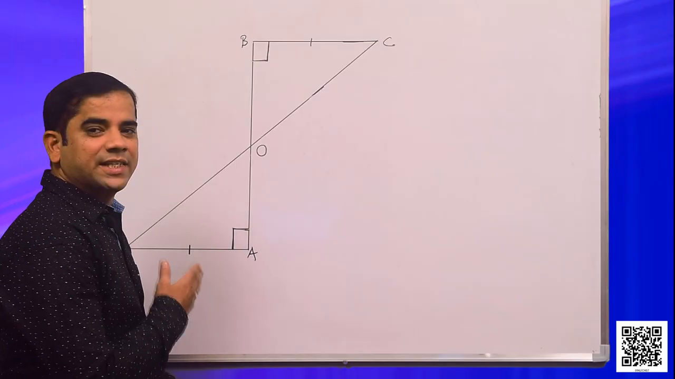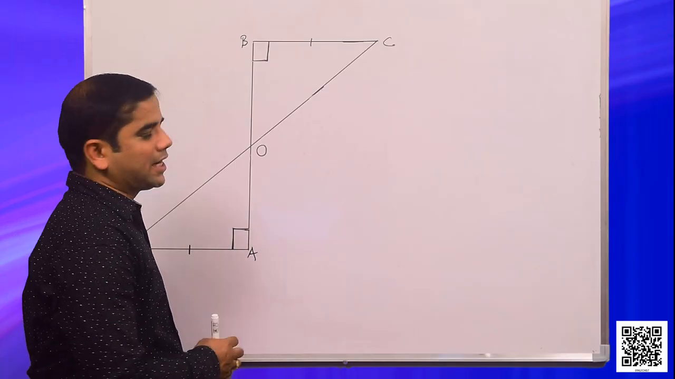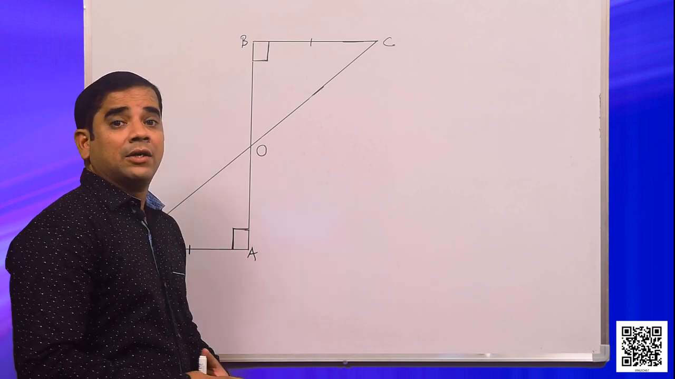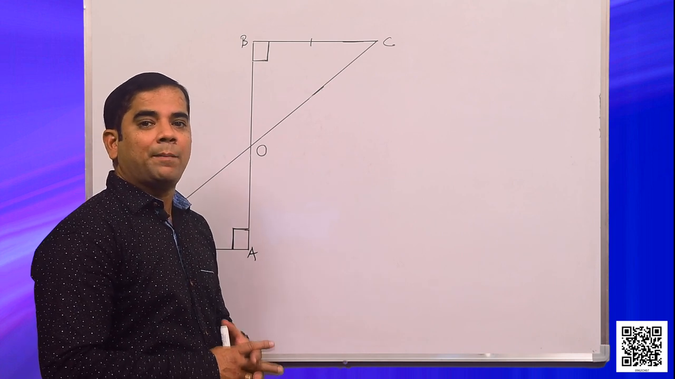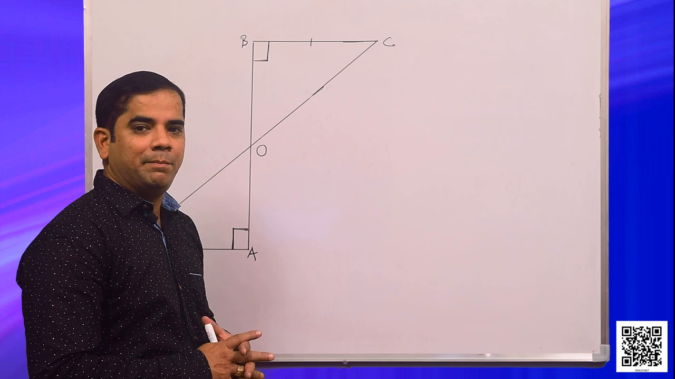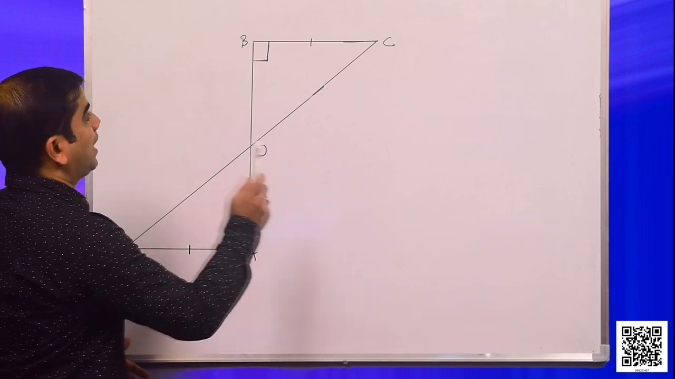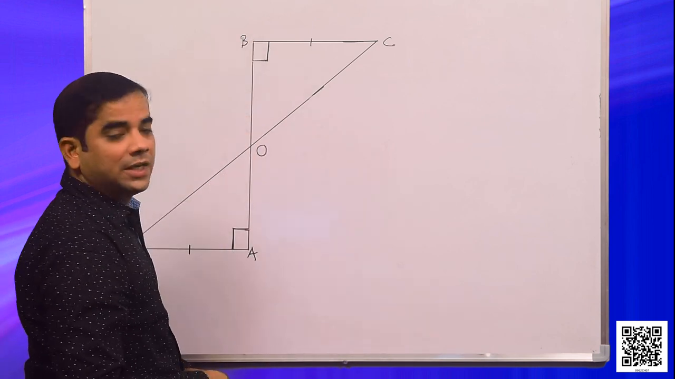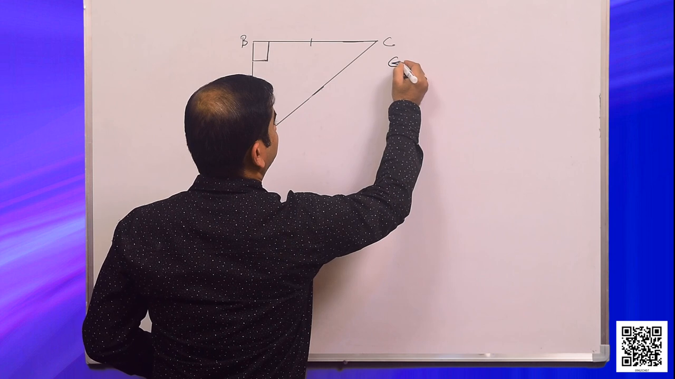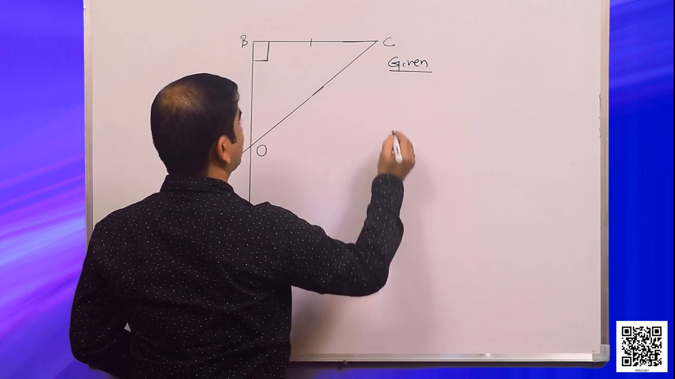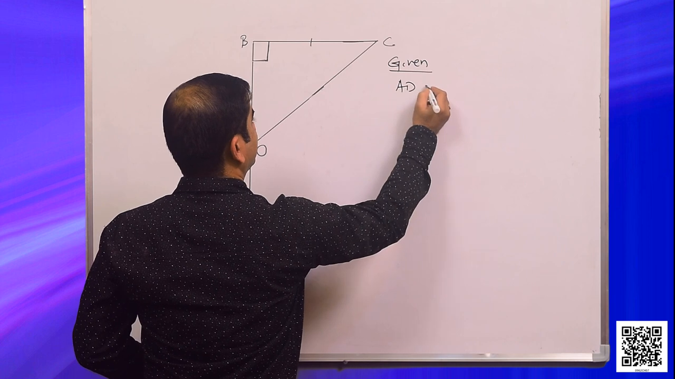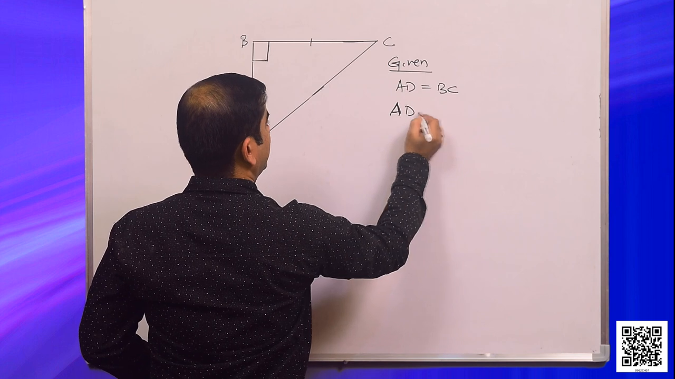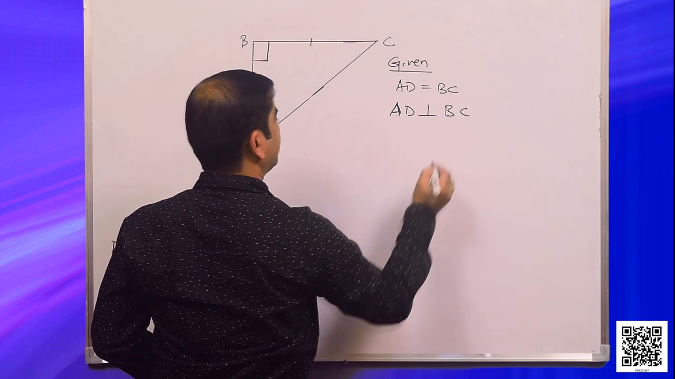Students, as you can see, I have drawn a similar diagram as given in your book. So the question says that AD and BC are equal perpendiculars to a line segment AB. So AD and BC are equal to each other as well as perpendicular to AB. Okay, so it is given AD is equal to BC and AD is perpendicular to BC. Fine.